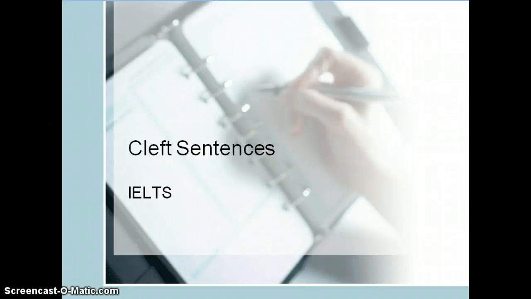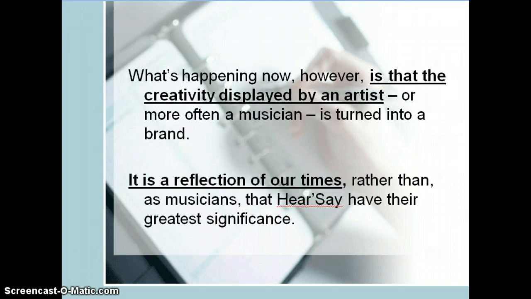Okay, so today we'll be looking at cleft sentences at IELTS level. Really, let's have a look at these first two examples. We've got one here that says, "What's happening now, however, is that the creativity displayed by an artist, or more often a musician, is turned into a brand." And the second is, "It's a reflection of our times rather than as musicians that Hearsay have their greatest significance."